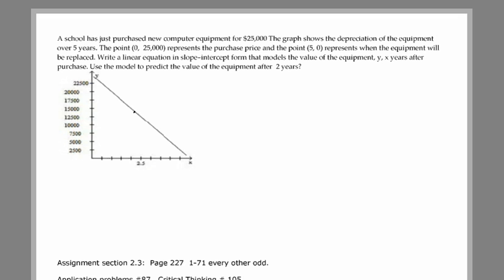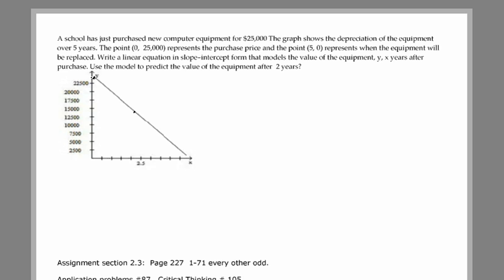Okay, let's finish up 2.3 with this word problem. Let's read the problem. The school has just purchased new computer equipment for $25,000. The graph shows the depreciation of the equipment over 5 years. The point (0, 25,000) represents the purchase price, and the point (5, 0) represents when the equipment will be replaced.